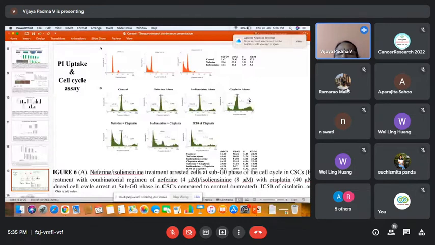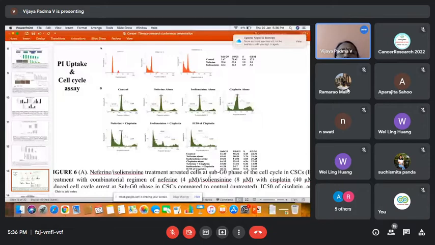That is 120 micromolar. You can see in this table he has clearly shown the sub-G1 percentage: in control only 11.0, neferine alone only 10. Almost 50% is given for neferine and cisplatin, 33 for isoliensinine and cisplatin 41, and the IC50 of cisplatin is 48. There is a significant increase in apoptosis in that combinatorial regimen, which is almost on par with the IC50 dose of cisplatin.